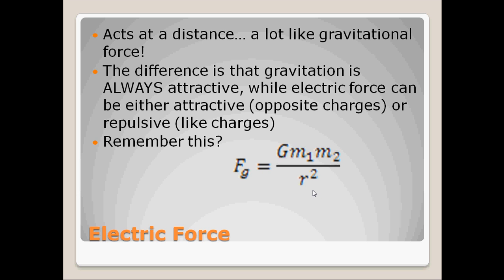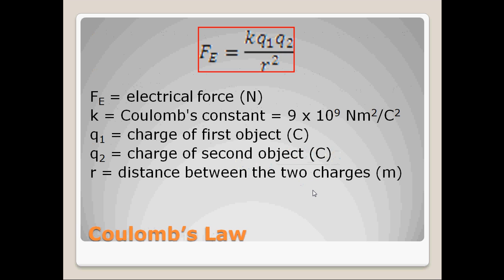Now it turns out the equation to calculate electric force is super similar. It's right here, summed up in what we call Coulomb's law. The electric force acting between two charges is equal to some constant. In this case, it's Coulomb's constant, which is 9 times 10 to the 9th Newton meters squared per Coulomb squared, times, instead of mass this time, we've got charge. So the charge of our first object in coulombs times the charge of our second object in coulombs divided again by the distance between them squared.